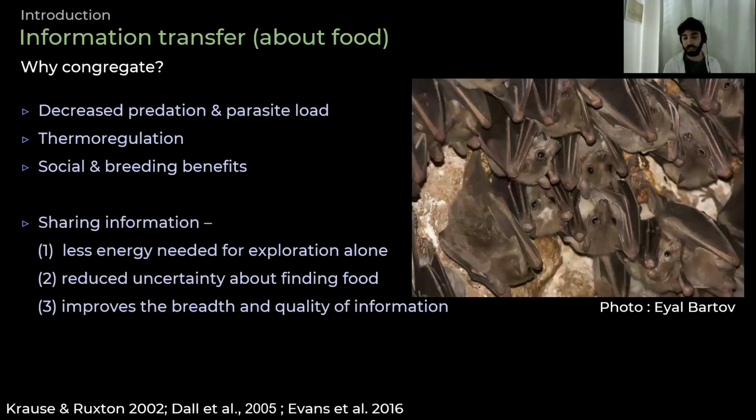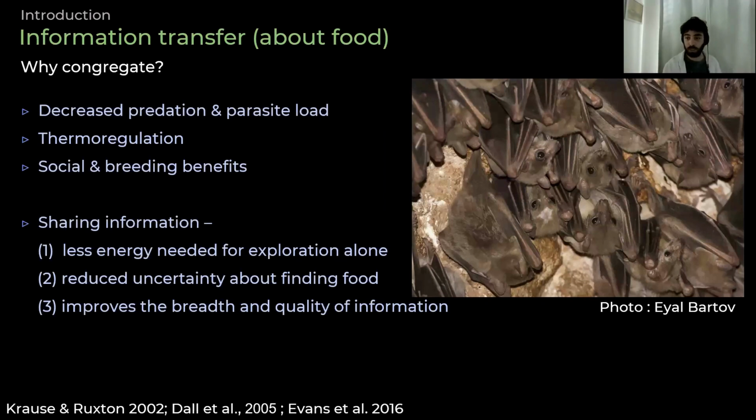Okay, so let's first ask the main question. Obviously, these bats really like to be together, as many other bats, I assume. So what are the advantages of congregating in such big numbers, either in roosts or trees? Of course, it decreases predation and parasite load.